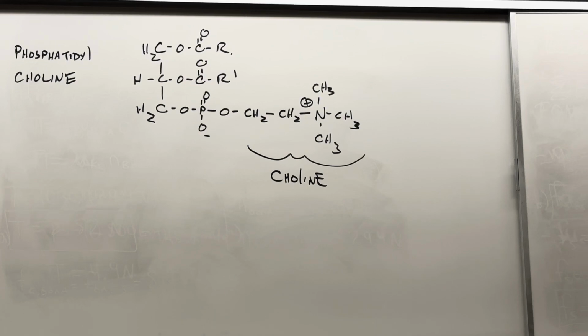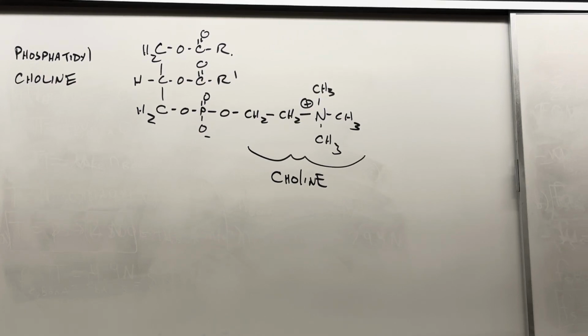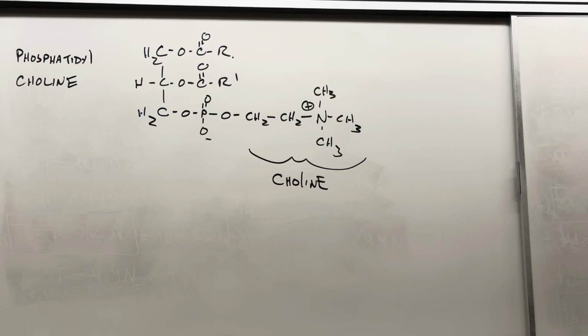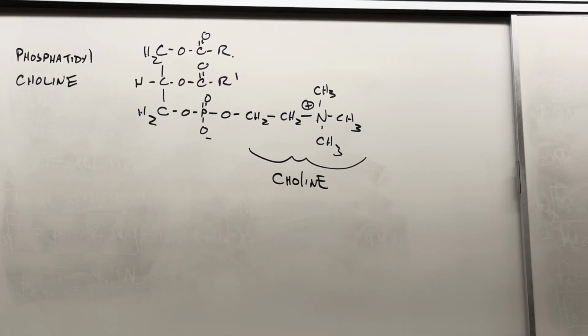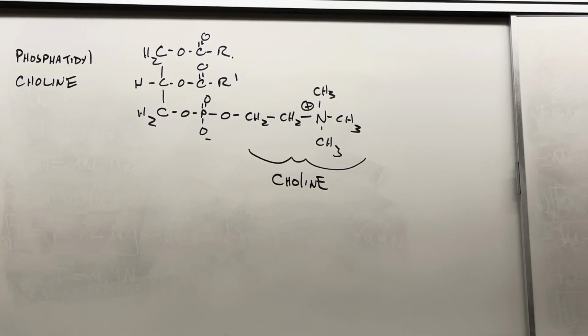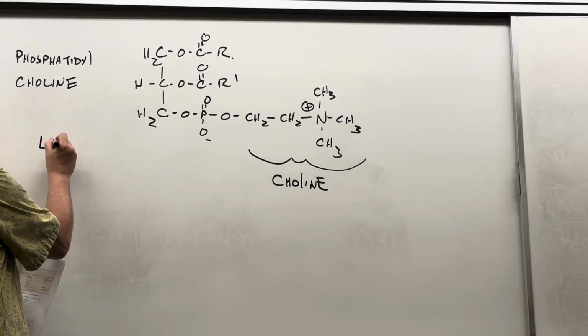So often the specific polar head group is going to vary among these different molecules. And when we start talking about membranes, we'll see that different kinds of membranes are very specific in terms of their composition; different membranes will have different phospholipids. So there's some functional significance to this. Here's the other thing: this molecule is known as lecithin.